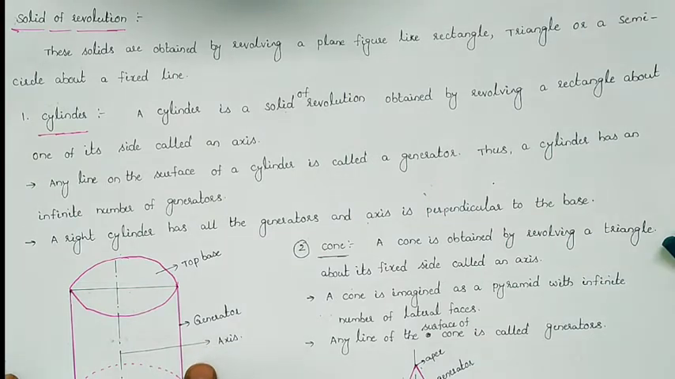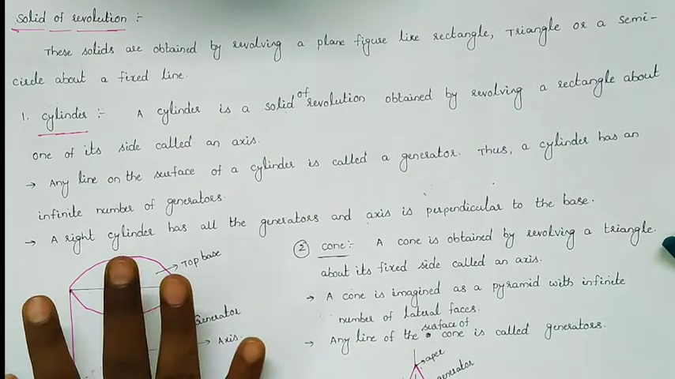So we have generators. In a cylinder, if you divide the circle into many parts, like 12 and 8 parts, we have many generators. So we have so many generators in the cylinder. Here this one is a generator and this is also one type of generator. Okay, this is about the cylinder.